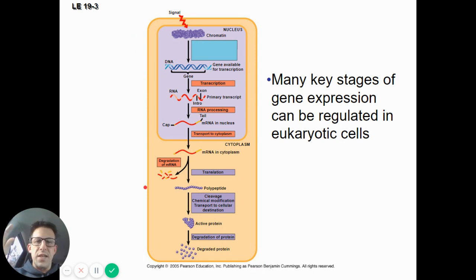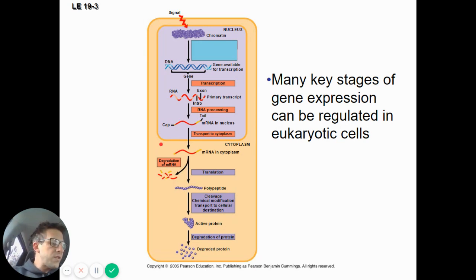We're going to talk about so many different ways that you can regulate gene expression. We're going to talk about how you can regulate it during transcription, how you can regulate it just by accessing the DNA, how you regulate RNA processing, how you regulate translation, and what goes into that.